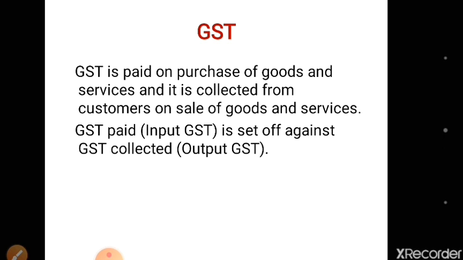GST is paid on purchase of goods and services. It is collected from customers on sale of goods and services. When GST is paid on purchase, it is set off against GST collected, that is output GST, the GST on sale of goods.